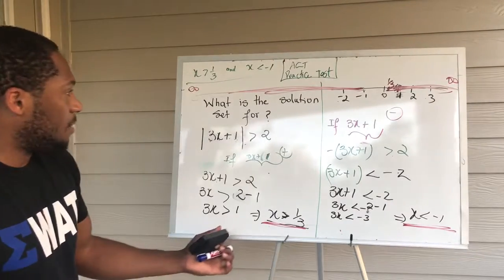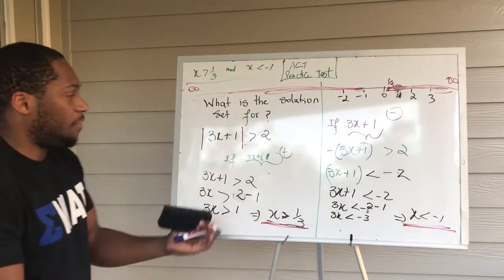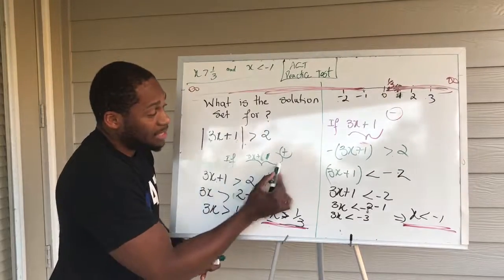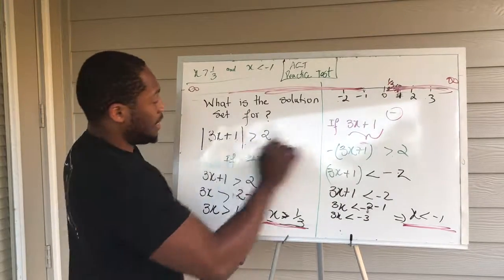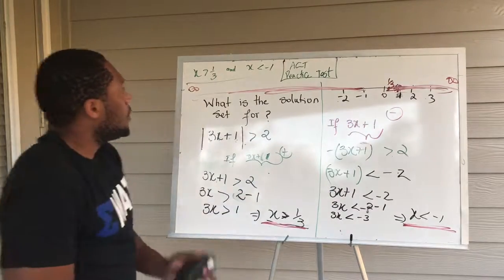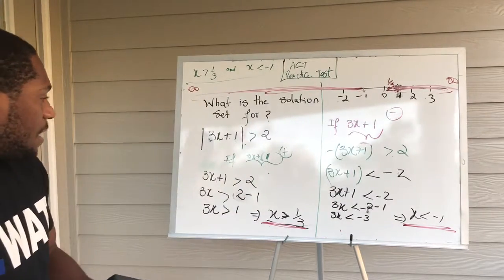And this is how you solve absolute value inequalities. The way to think about it, the first thing is to consider the case where the inside of the absolute value is positive, and also consider the case where the inside of the absolute value is negative. So this is the solution for this, and that's it.